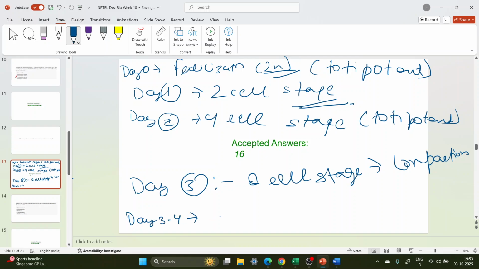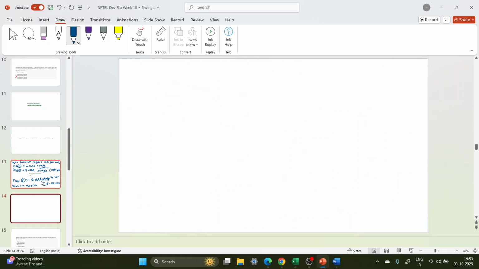Here comes the stage that we are talking about, which is the morula stage, 16 to 32 cells. Multiple cleavage produces the morula, and this morula enters the uterus, and cells are enclosed in zona pellucida. Then comes your day 4 to 5 approximately, and this is your early blastocyst.